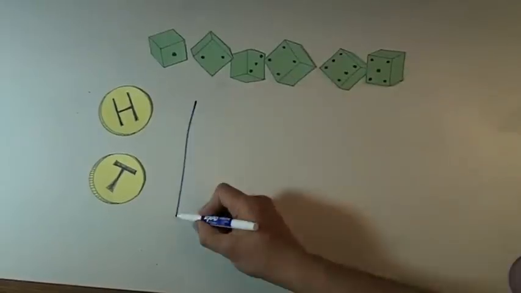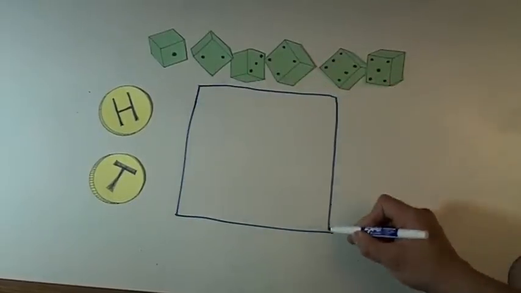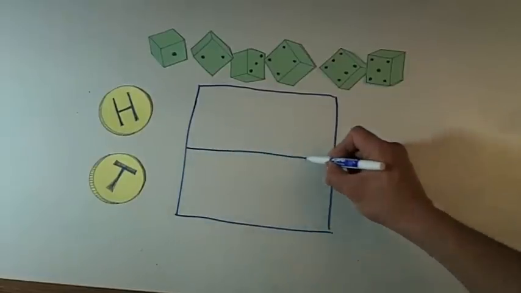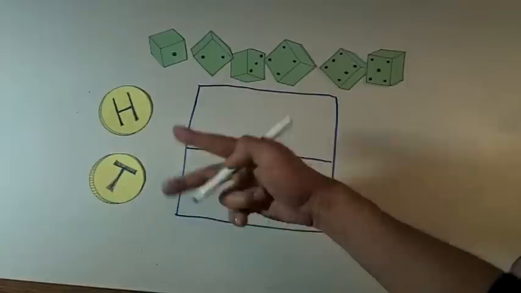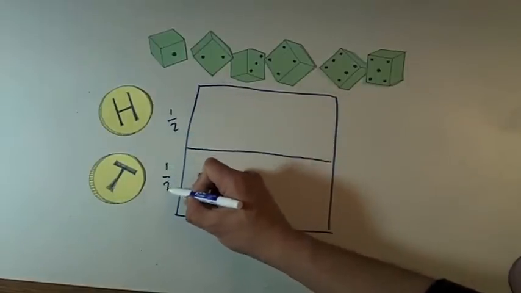All right, so this time we're going to try 1 coin and 1 die again. So let's make our square as we start off this area model. And then we're going to start with the coin. So there's 2 options with the coin, heads and tails. And so we're going to put that there, and it's going to be 1/2 because there's 2 options.